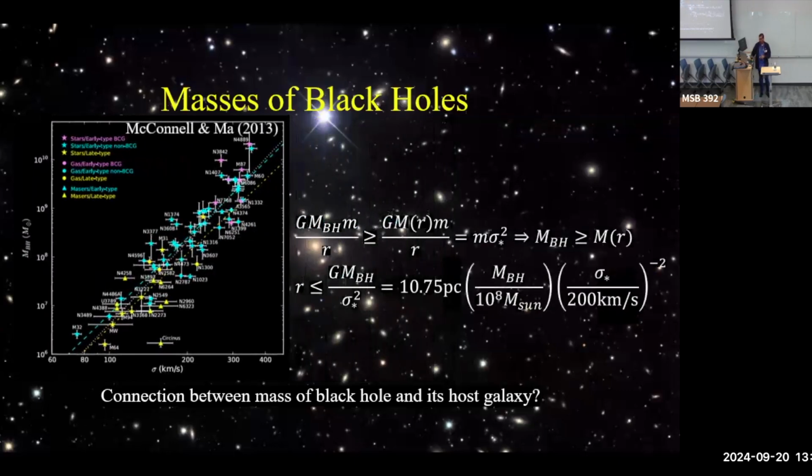If we look at gravity from the black hole and compare it to the energy in those stars as they're moving around, we can ask, out to what distance could the black hole actually influence those stars? And the answer, for some fiducial values of 10 to the 8 solar masses and 200 kilometers per second, is about 10.75 parsecs, which is just under what the Millennium Falcon did in the Kessel Run, right? That was 12 parsecs.